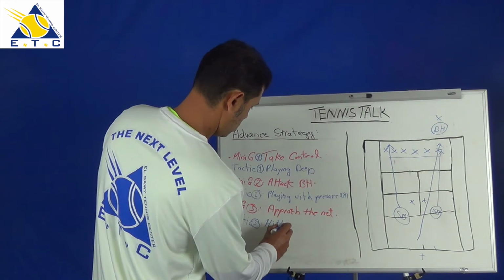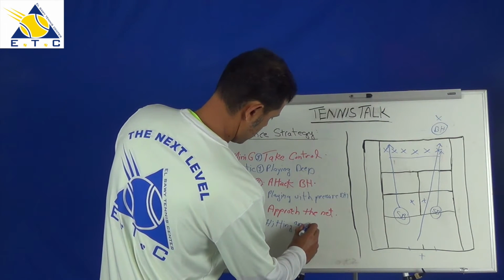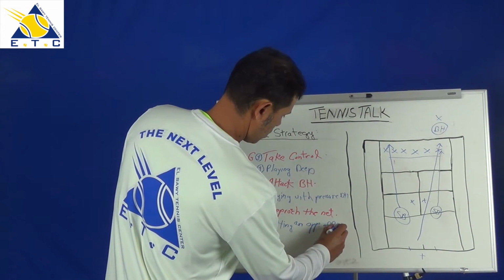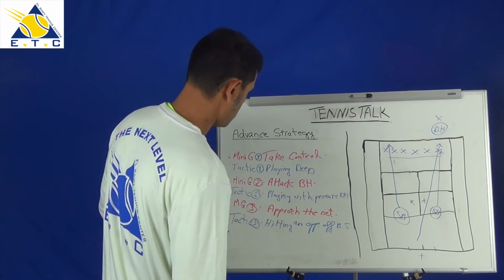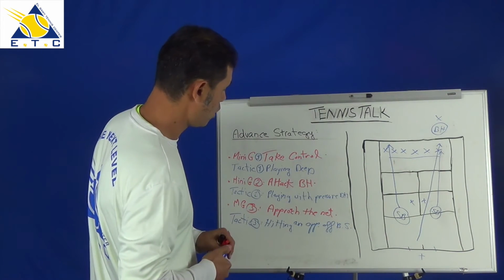hitting an approach shot off both sides, because it's very important to do it off both sides, like we said. All right, so that would be the tactic for mini goal number 3.